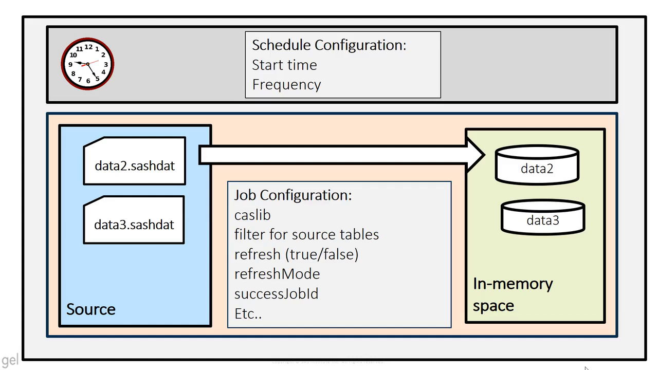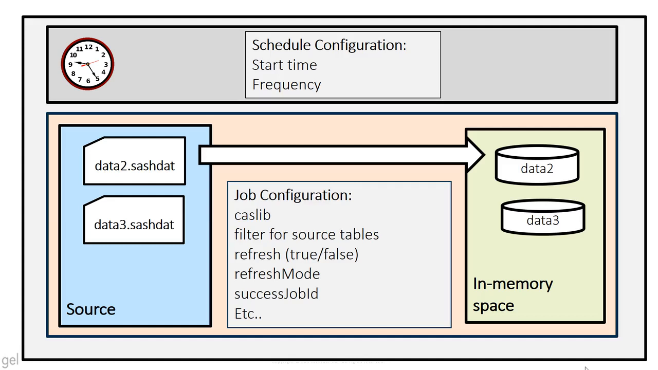So this is an example of a load job. Basically, there's 2 parts to it. There's the schedule configuration. Scheduling's fairly basic right now. It's really just time-based triggers. So you can schedule based on a time and a period. There's no other ways to trigger a job to run. And then you have the actual configuration of the job.